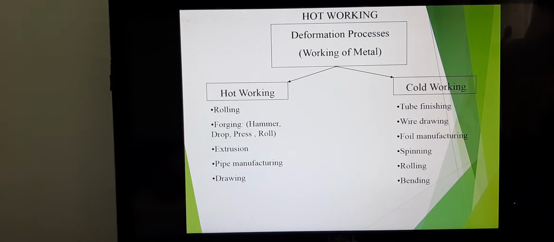Hot working of metal. Hot working is the process of shaping an ingot or strand into products by means of plastic deformation at a temperature above recrystallization temperature. So what do I mean by at a temperature above recrystallization temperature? First of all, what is recrystallization temperature? If you look at the definition, I don't expect you to memorize it, just that there are some keywords here that I wish to highlight.